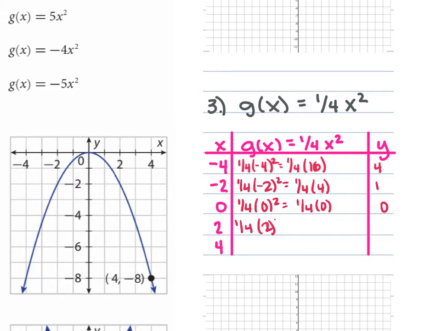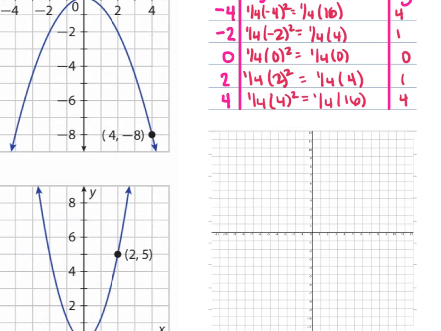1/4 times 2 squared is 1/4 times 4. So that's going to be 1. And then 1/4 times 4 squared is 1/4 times 16. So that's 4. To plot these points, we're going to have negative 4, 4. Negative 2, 1. 0, 0, 2, 1, and 4, 4. So again, we just draw our line through these points. And we're good.